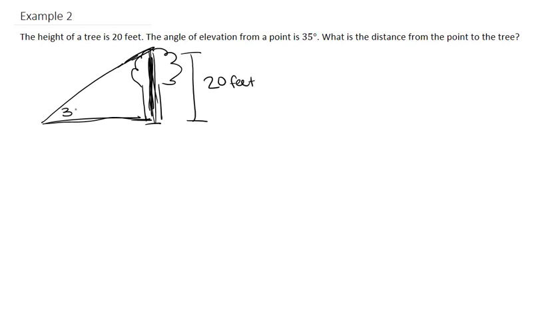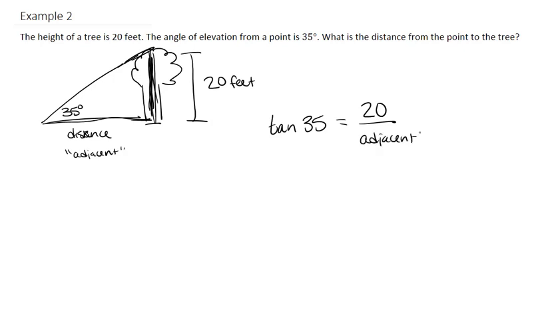Now we know the angle is 35 degrees. So given that, we're trying to find the distance, or the adjacent side of the triangle. So in order to solve for that, we notice that we have the opposite side and we need to find the adjacent. So we're going to use tangent again. We have the tangent of 35, which is equal to 20 over adjacent, because it's opposite over adjacent. And this will get us to what our distance is.